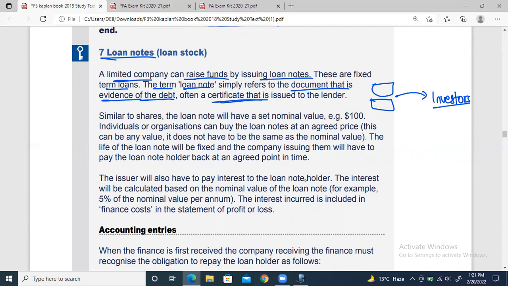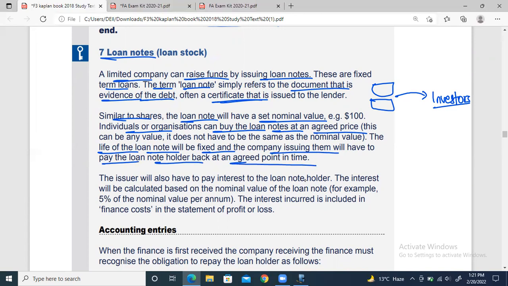It's like the investors have given a loan to the company. It's not a bank. Similar to shares, the loan note will have a set nominal value, just like currency notes. Every currency note has a certain value, like $10, $100, $50, $20. Individuals or organizations can buy the loan notes at an agreed price. The life of the loan note will be fixed, and the company issuing them will have to pay the loan note holder back at an agreed point in time.